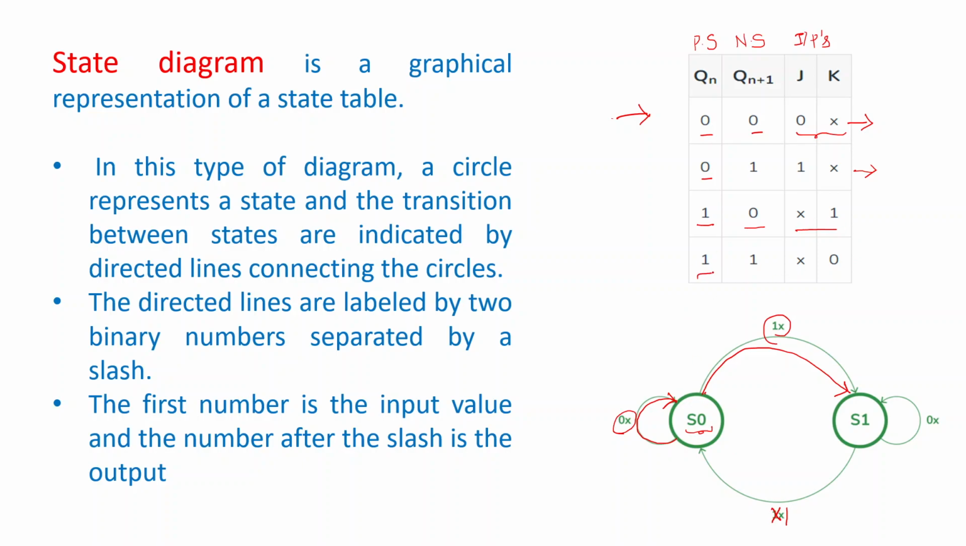Now present state is 1, that is S1. Next state is also the same state, that is S1. So for flip-flop inputs don't care, 0, it remains in the same state. So it is actually don't care, 0, not 0, don't care. So like this we will plot the state diagram from the given state table.